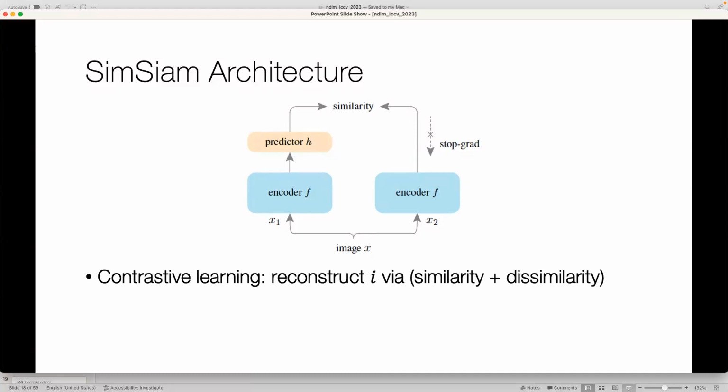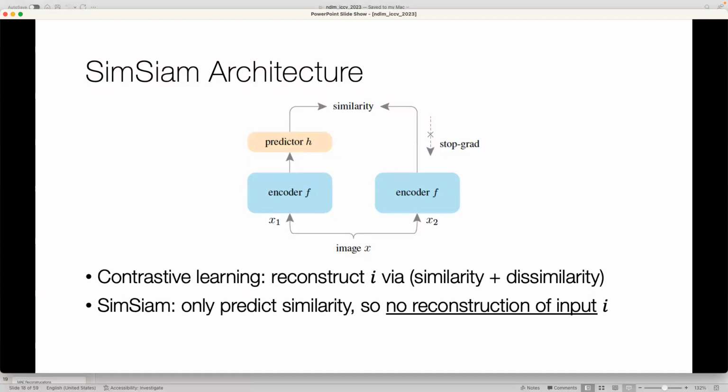And I would argue that because contrastive learning tries to predict both the similarity and dissimilarity, it does an explicit reconstruction of the index. But in SimSiam, we only predict the similarity, and the target can just be one in some sense, because it's cosine similarity. So no reconstruction of the input is done here. It's predicting something else.